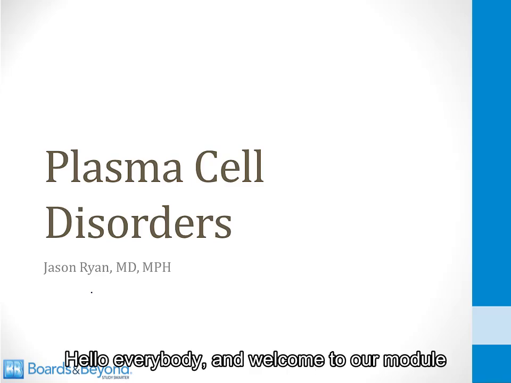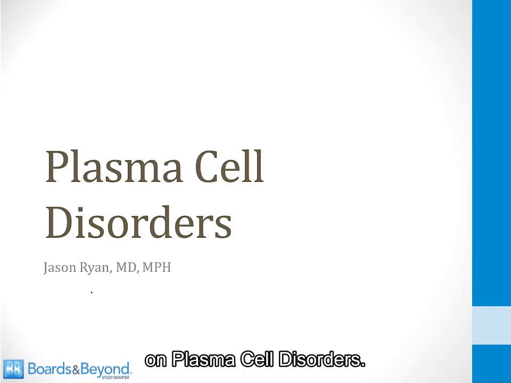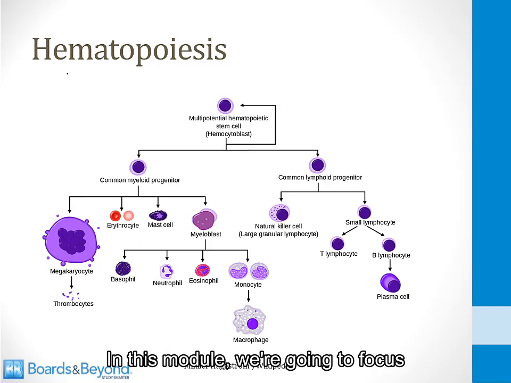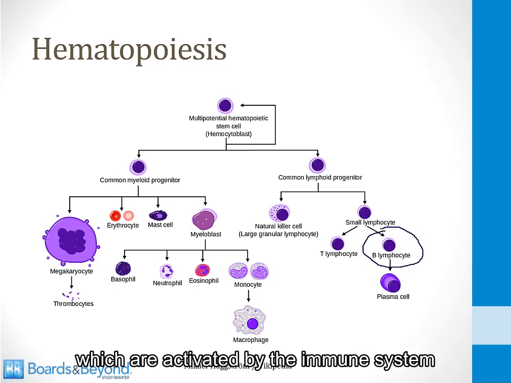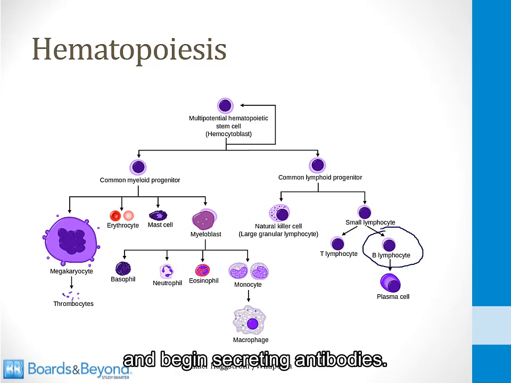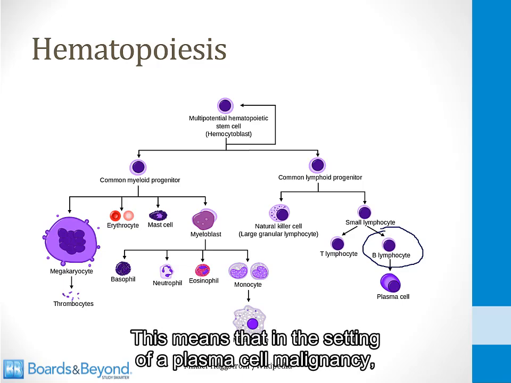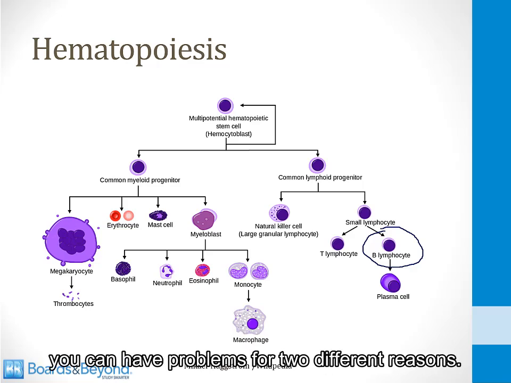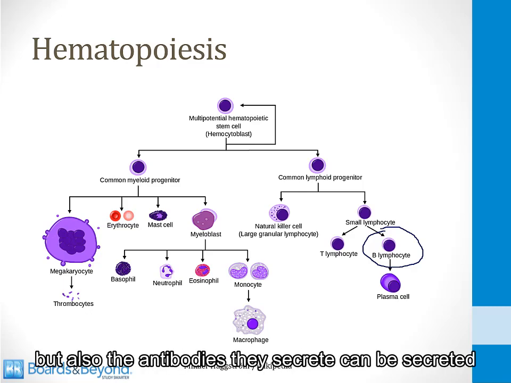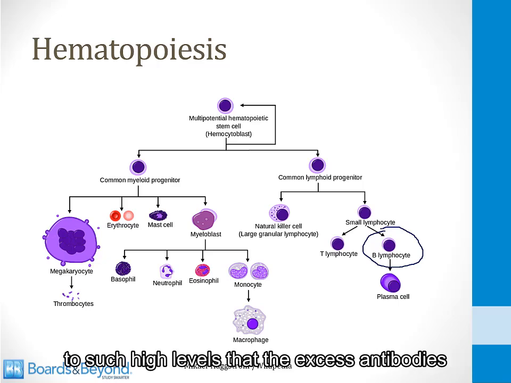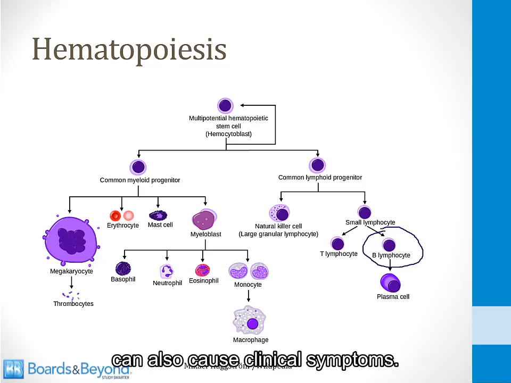Hello everybody and welcome to our module on plasma cell disorders. In this module we're going to focus on malignancies of plasma cells. So recall that plasma cells develop from B cells which are activated by the immune system and begin secreting antibodies. This means that in the setting of a plasma cell malignancy you can have problems for two different reasons. First of all, the malignant cells themselves can cause a problem, but also the antibodies they secrete can be secreted to such high levels that the excess antibodies can also cause clinical symptoms.